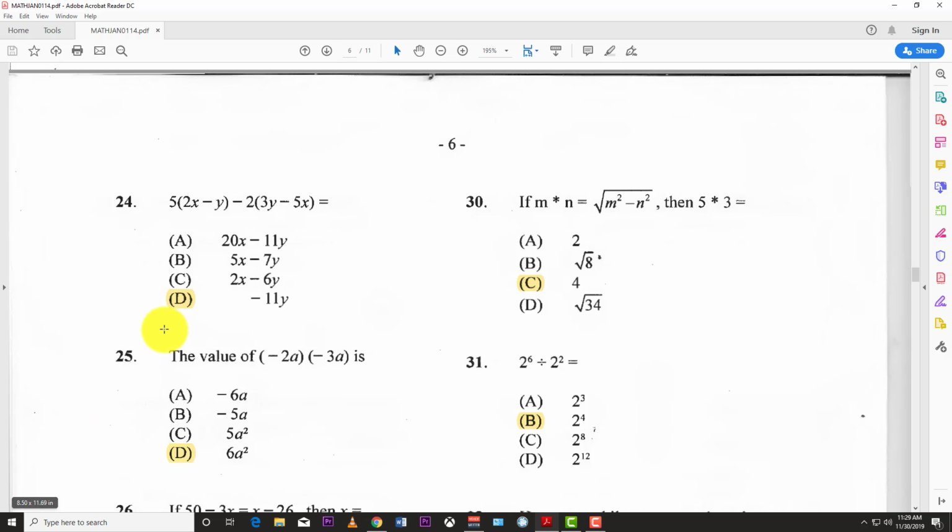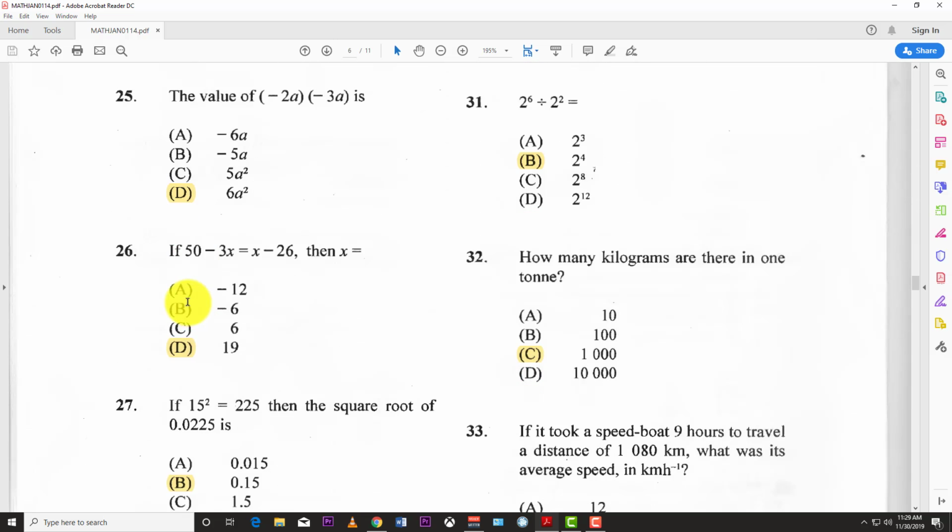Number 24. 5, open bracket, 2x minus y, close bracket, minus 2, open bracket, 3y minus 5x, close bracket, is equal to, and the answer here is D, 11. Number 25. The value of open bracket minus 2a, close bracket, open bracket minus 3a, close bracket is, and the answer here is D, 6a squared.